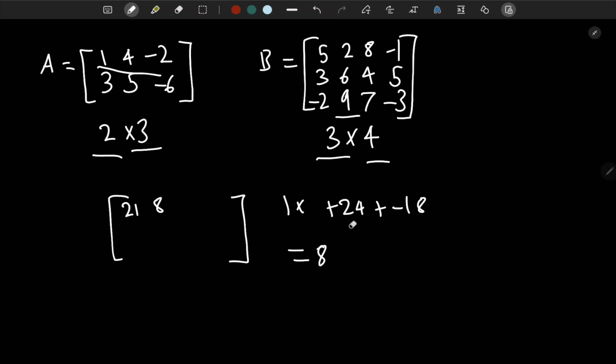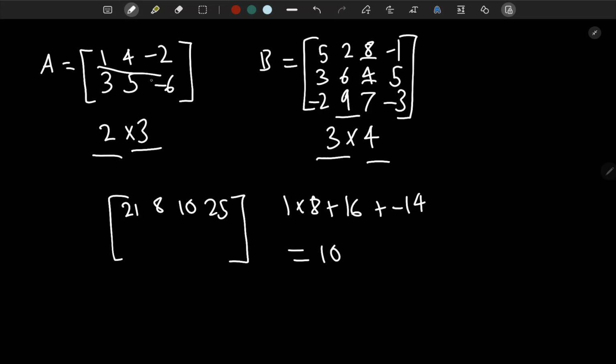So it's going to be 1 times 8 plus 4 times 4 plus negative 2 times 7. So let me just write it over here. 1 times 8 plus 4 times 4, which is 16, plus negative 2 times 7, which is negative 14, and this will give us 10. So you can repeat all these steps again and again until you complete the entire matrix. I'm just going to fast forward it now until the second row.